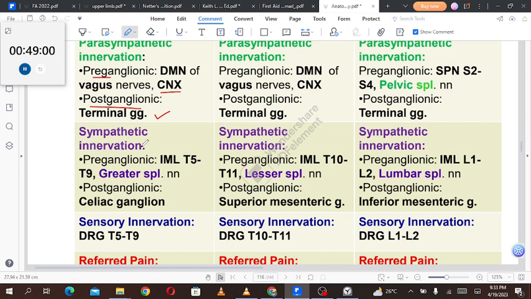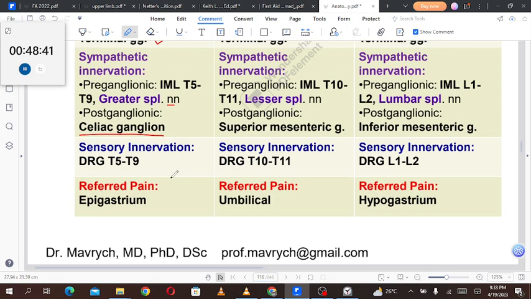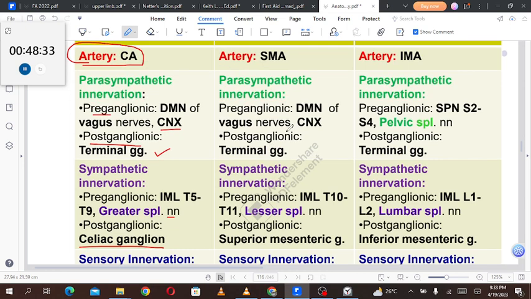The sympathetic innervation: the preganglionic is coming from the intermediolateral columns from T5 to T9, via the greater splanchnic nerve. Then postganglionic nerves originate from the celiac ganglion. The sensory innervation is the dorsal root ganglion T5 to T9, and referred pain is to the epigastrium, as we previously have seen in the last session.